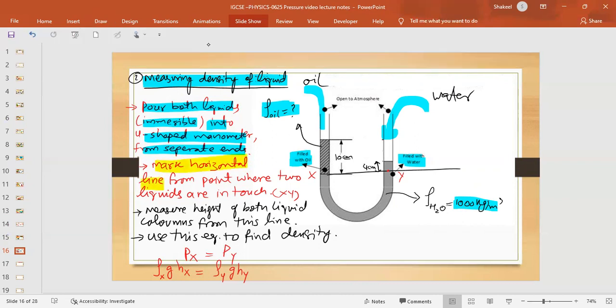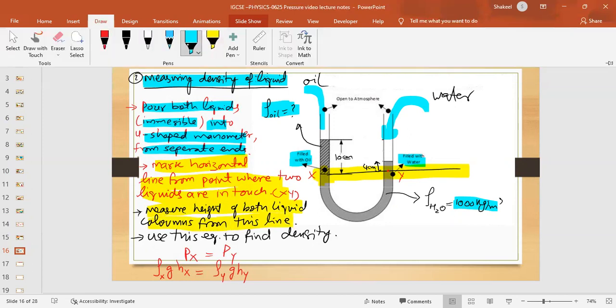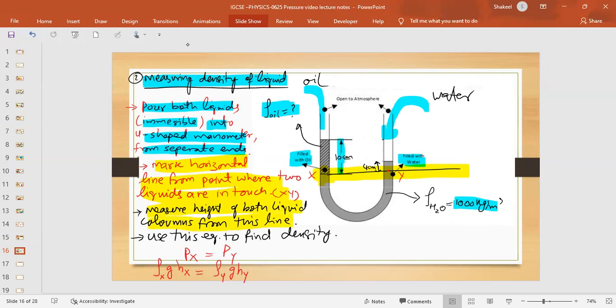Then you have to mark the horizontal line from the pivot where the two liquids are in touch, like water and oil. Then you measure the height of both liquid columns from this horizontal line. Like you measure how much is the height of this, which is 10, and how much is the height of this, which is 4. And then you'll be using this equation.